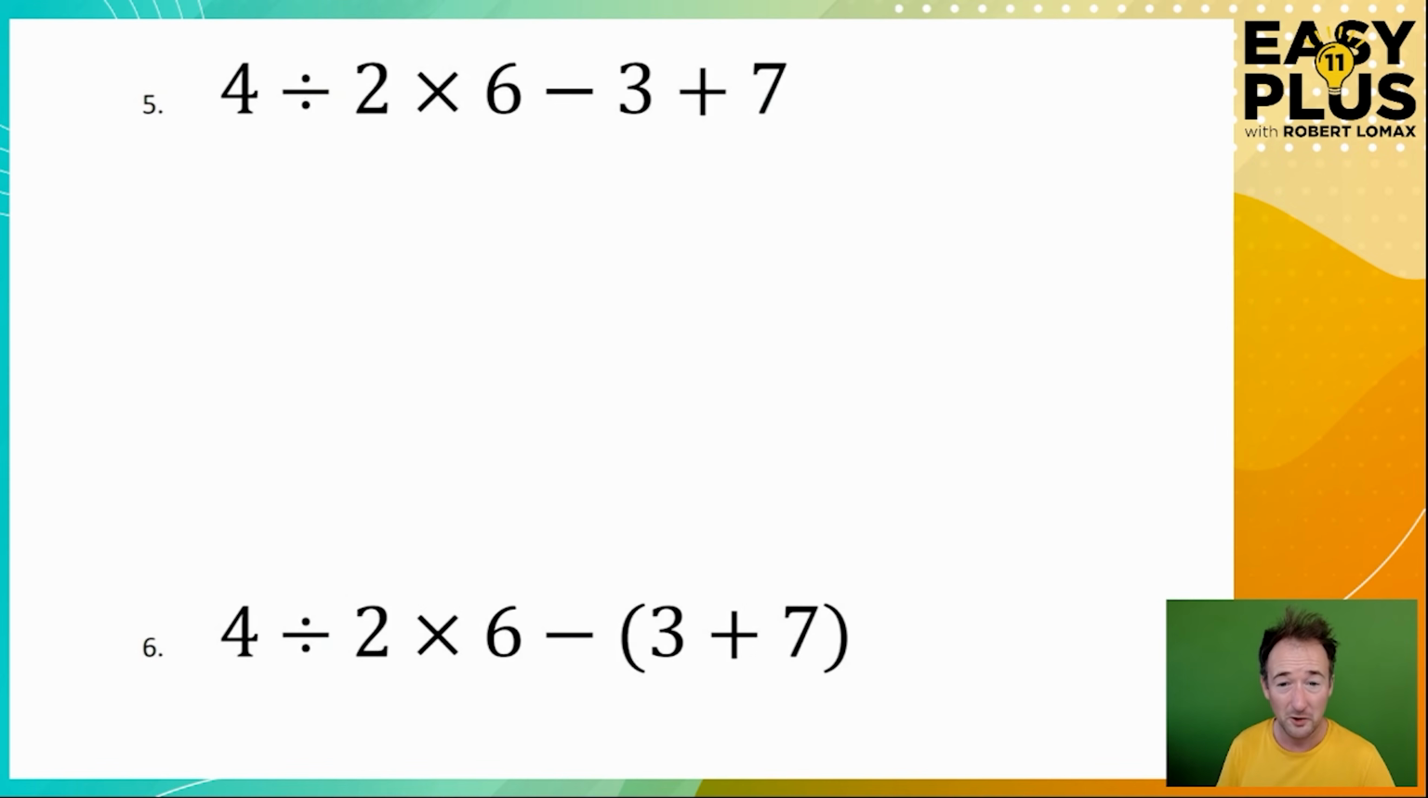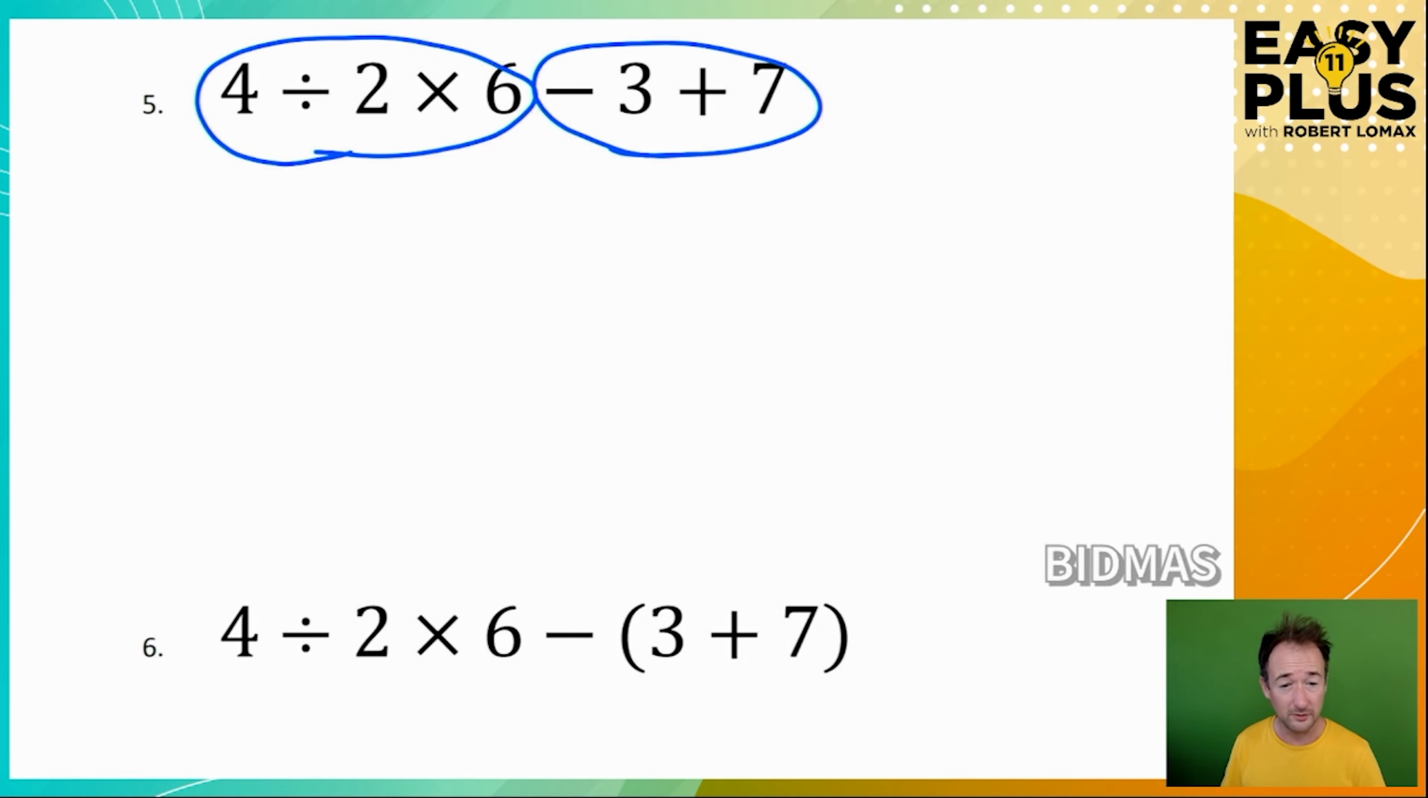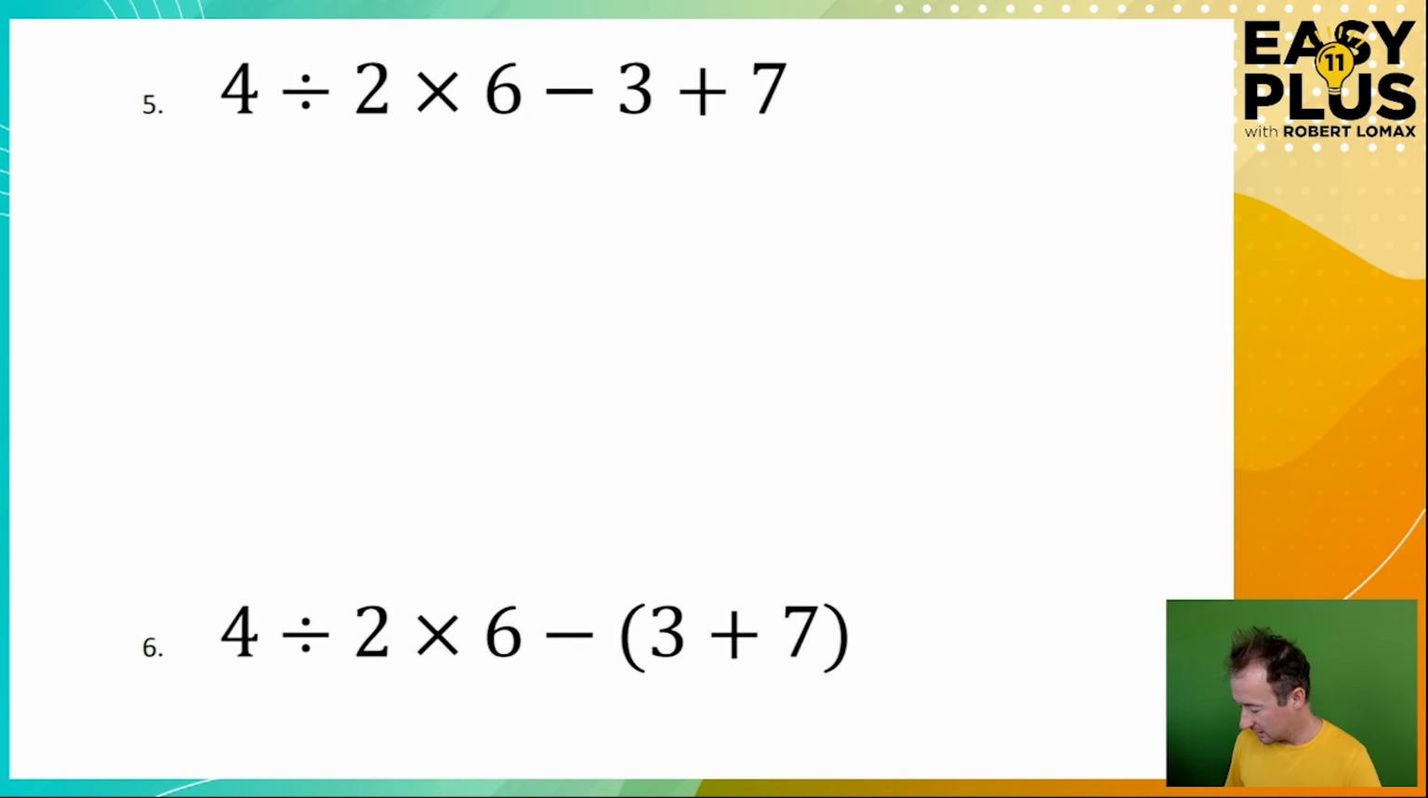Looking at this one, we can see that there's a division and multiplication part, which is over here, and there's a subtraction and addition part, which is over here. And we know that we need to do division and multiplication first, and addition and subtraction later. So let's start in the correct place. Remember, you do division and multiplication in the order that they appear. So we're going to start off by doing 4 divided by 2, which of course gives us 2. And 2 times 6 is 12.